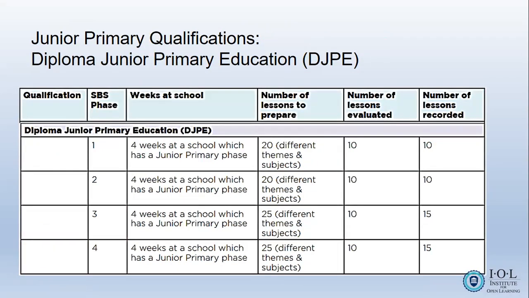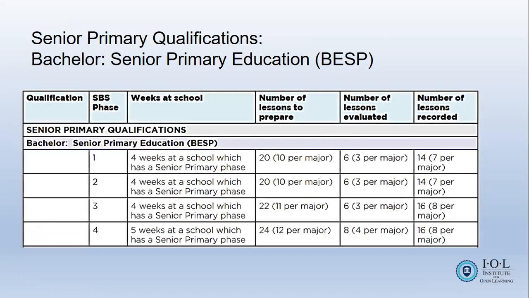Then we go to the junior primary qualification. Familiarize yourself with the number of weeks for your phase. You see here you need to stay there 4 weeks. You need to prepare 20 lessons, and you must present the lessons, but only 10 of those lessons will be evaluated, and the other 10 will just be recorded because you have not received actual marks for those ones. Look at the senior primary qualifications.